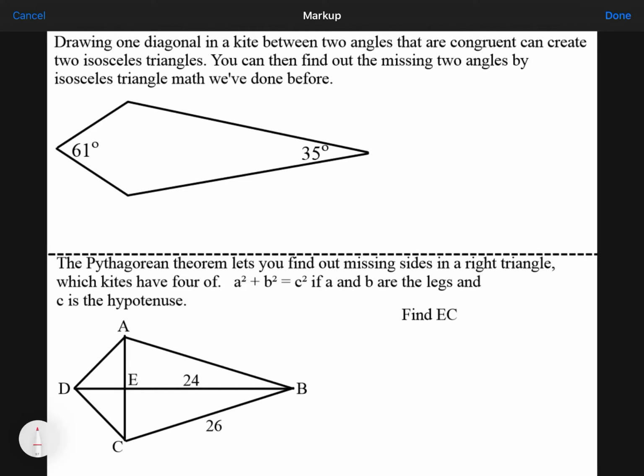Hi everybody. Today we're going to learn two things about kites. We're going to do two things today that take a little bit of work but aren't too bad. And then we'll get into easier problems with kites in our next lesson tomorrow.